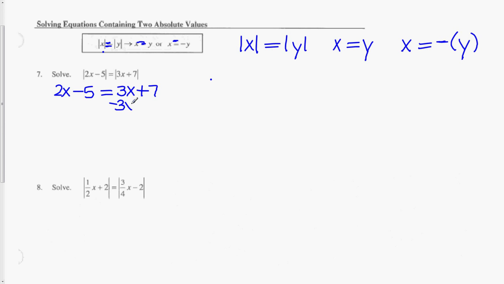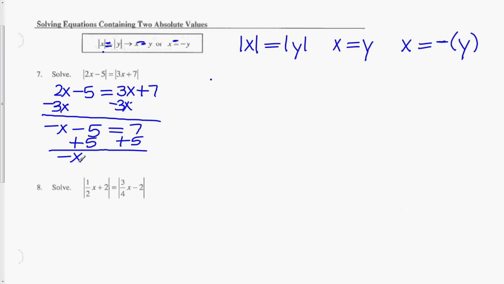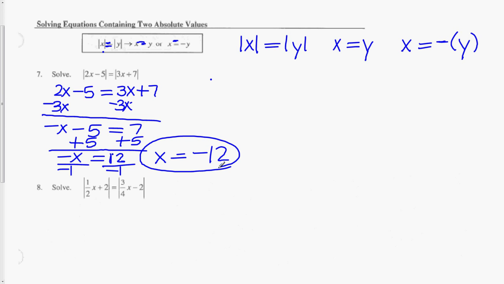So I'm going to subtract 3x from both sides. So I have negative x minus 5 equals 7. Add 5 to both sides. So negative x equals 12. I don't want a negative x though, I want a positive x. So divide both sides by negative 1. So x equals 12 divided by negative 1, which is negative 12. There's one answer.